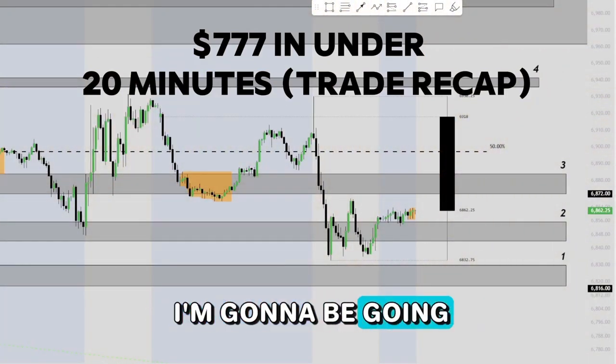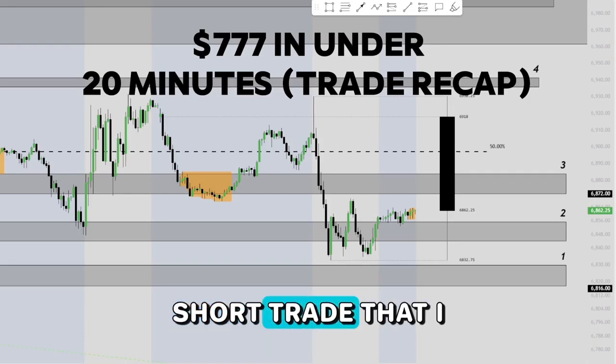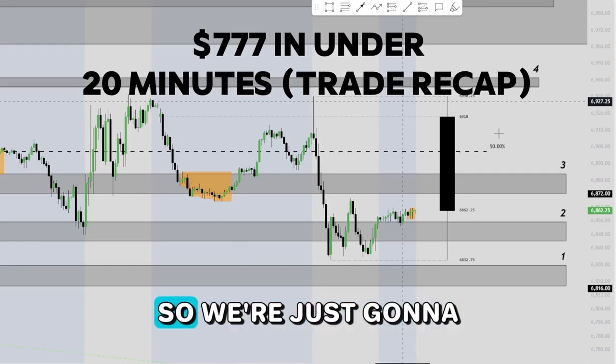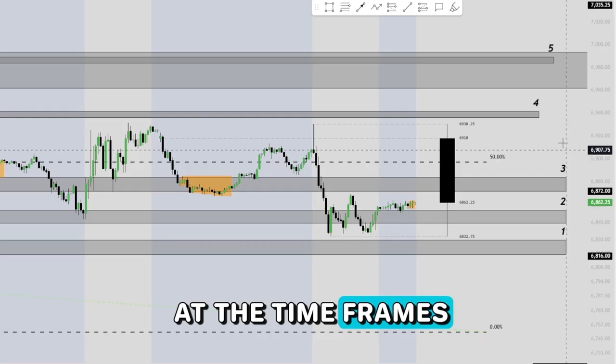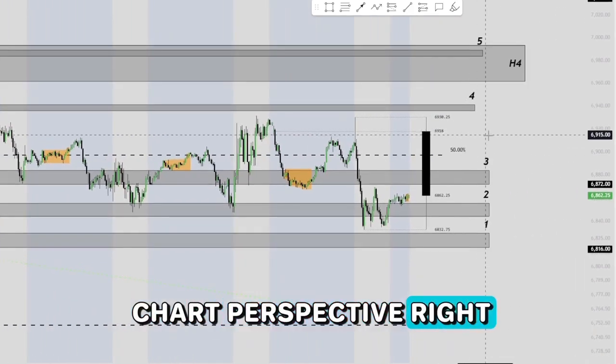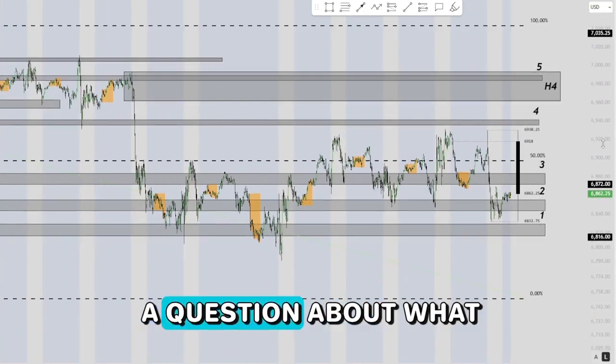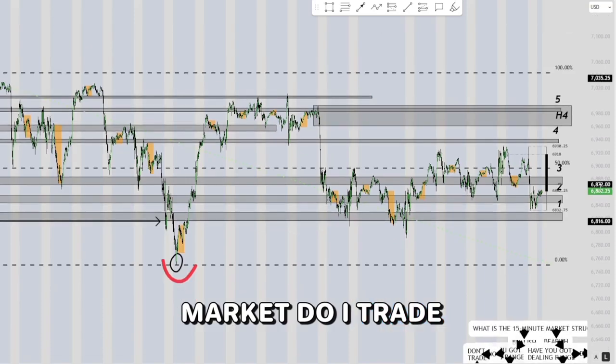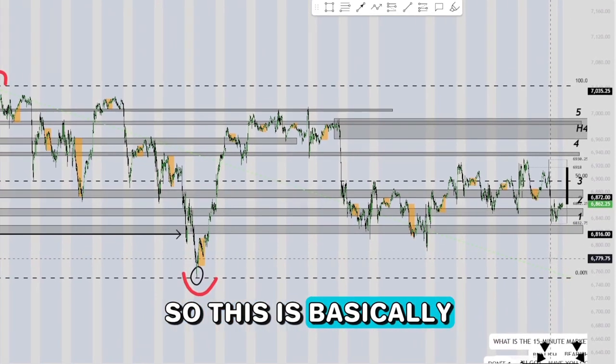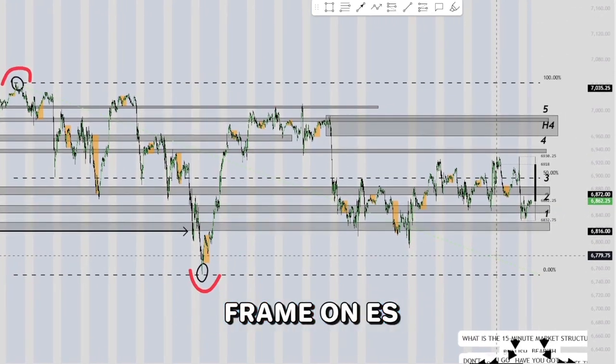So in this video, I'm going to be going over an ES short trade that I took on the 1 minute chart. We're just going to start off by looking at the time frames from a 15-minute chart perspective, right? I often get questions about what market I trade and what session I trade. So this is basically the 15-minute time frame on ES.